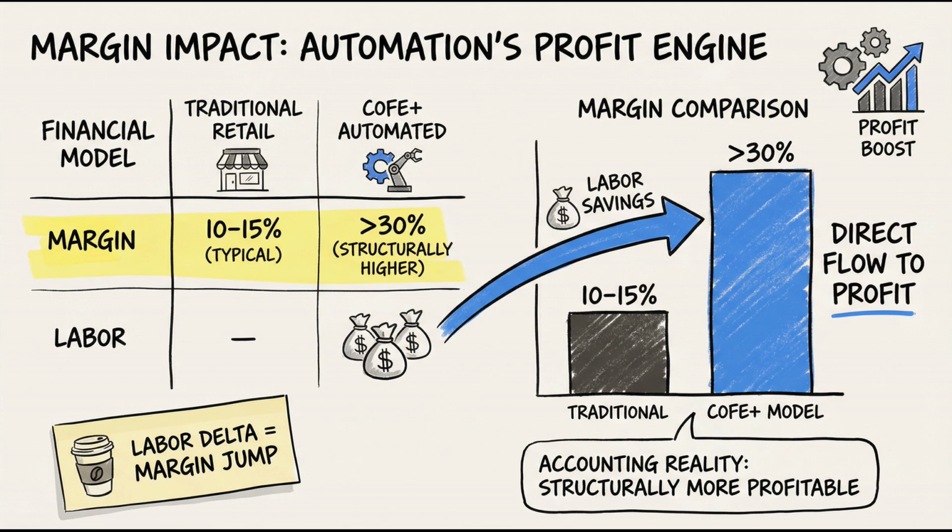That labor savings flows directly to your margin. The comparison table proves it. With the same revenue, the automated model is structurally more profitable. This isn't an opinion, it's an accounting reality.